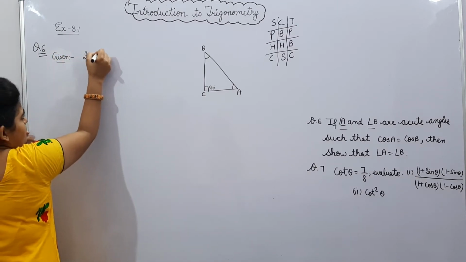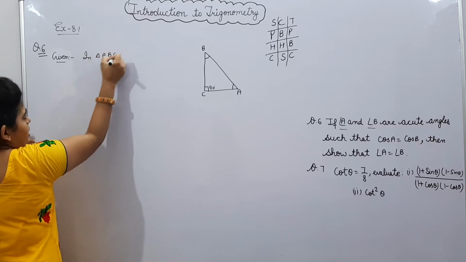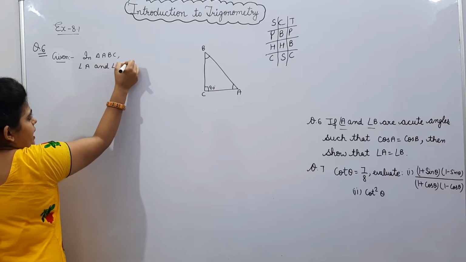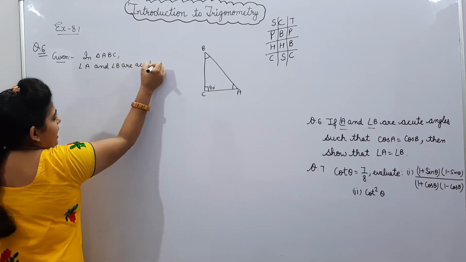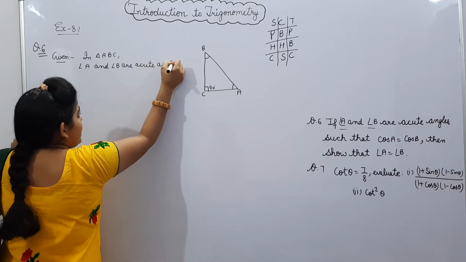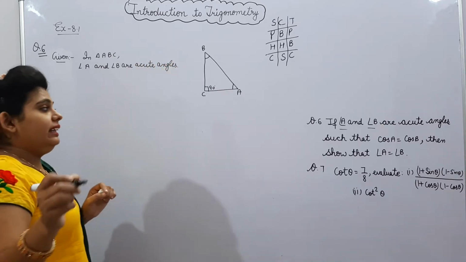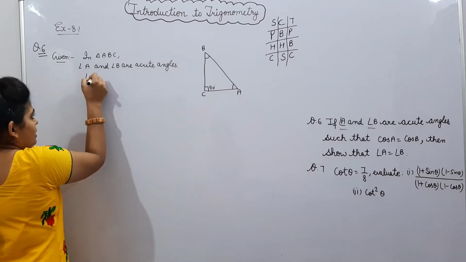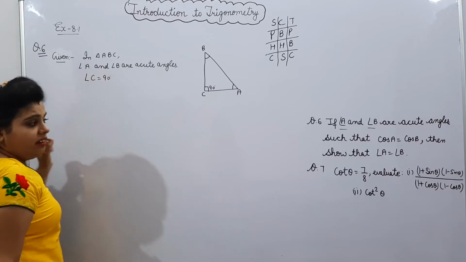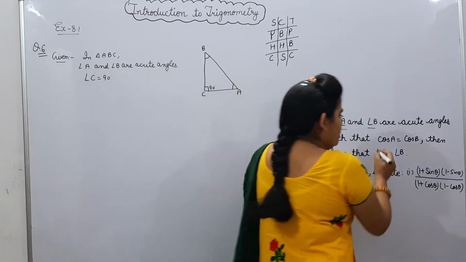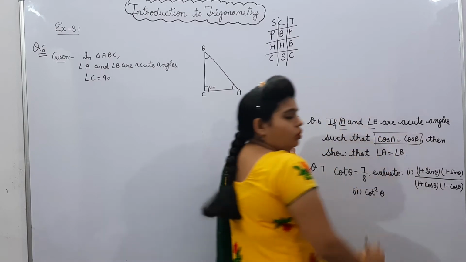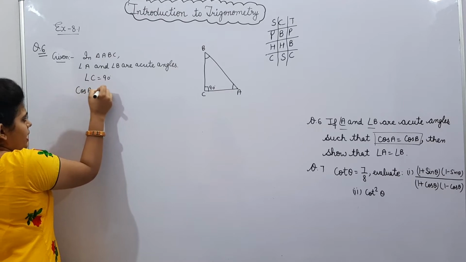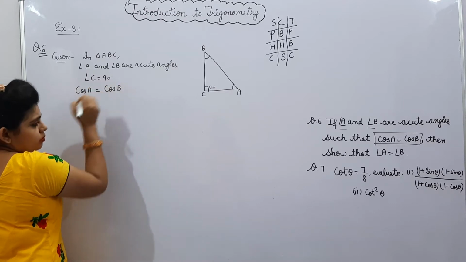In triangle ABC, angle A and angle B are acute angles. Acute angles means angles less than 90 degrees, and angle C is equal to 90 degrees. And one more condition is given: cos A is equal to cos B.